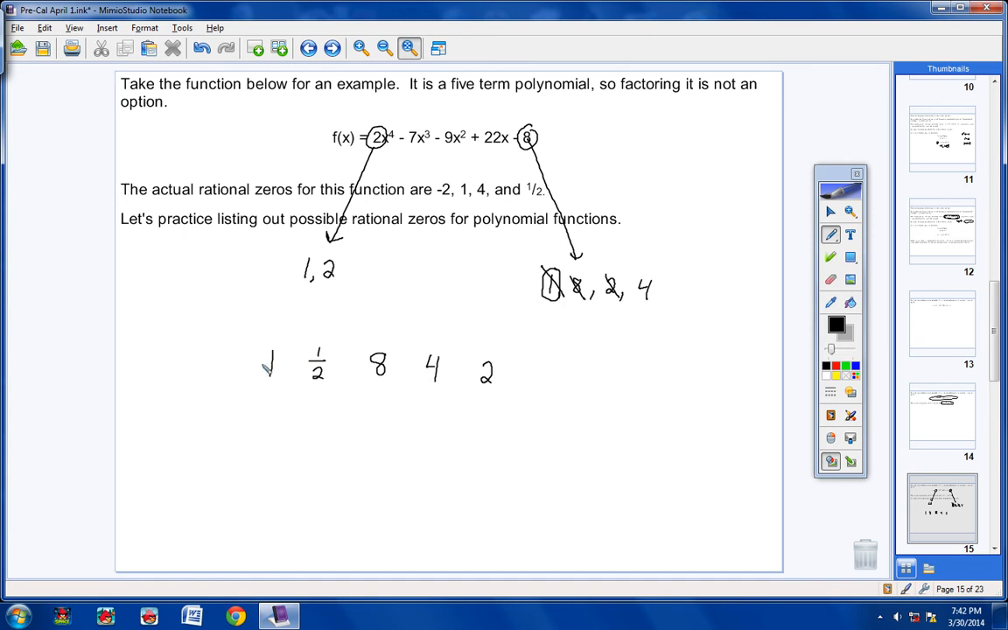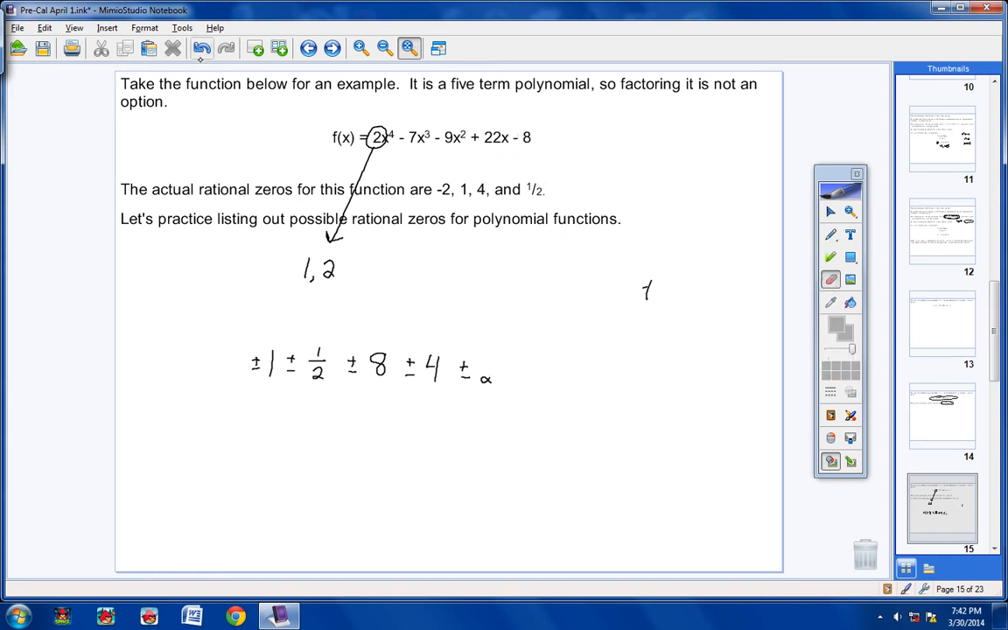Now there's only one more thing to do, and that's to put plus minus in front of each of these numbers. And guess what you just did? This is so cool. What you just did is you made a list of all of the possible rational zeros for this function. Now please listen to me.